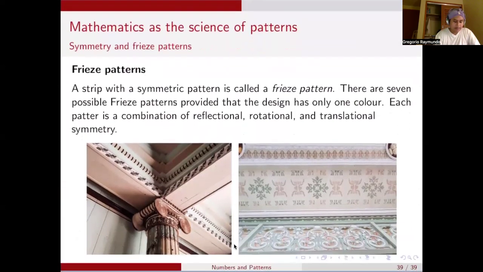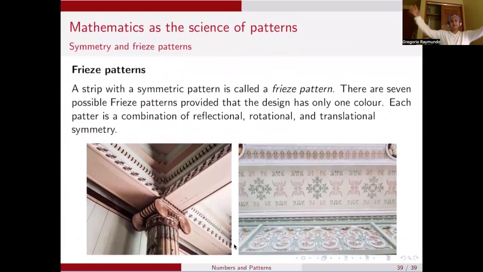Now, ano naman ang freeze patterns? Freeze patterns ay pag pinagsama-sama natin yung translation, reflection, rotation all together. Okay? Pag pinagsama-sama natin yung mga yun, a strip with a symmetric pattern is called a freeze pattern. There are 7 possible freeze patterns provided that the design only has one color. Now, we will not delve into anong 7 freeze pattern ito. Each pattern is a combination of reflection, rotation, and translation symmetry. Okay, so may 7 freeze pattern.